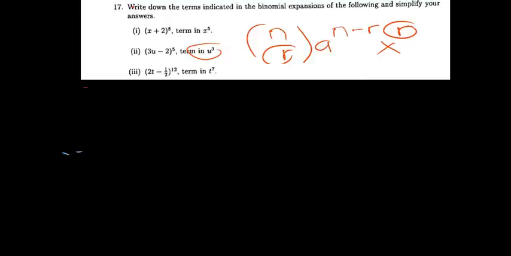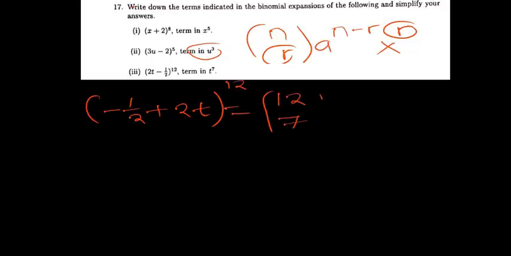Try out the last one. Negative half plus 2t. The power is 12, so n is 12. Choose 7. Negative half will be raised to the power 12 minus 7, which is 5, and then multiplied by 2t raised to the power 7.